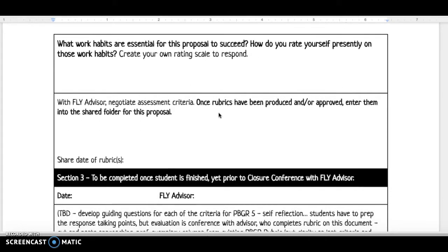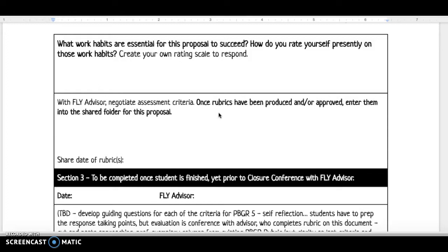At the end of this section 2, it asks you what work habits are essential for this proposal to succeed, and how do you rate yourself presently on those work habits, right? We're looking for growth, so we want you to grow in your habits as well as your knowledge, and you would have the freedom to create your own rating scale to respond. And again, we're going to look at an example, so this will all become more clear.